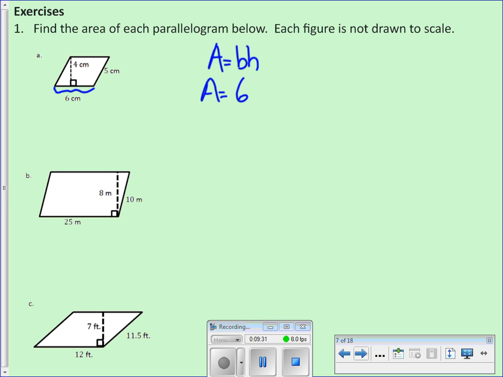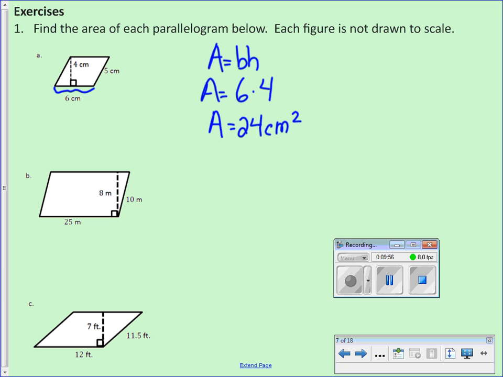Because there's no other number, we know that that 6 is the whole base. You might see some down the road where you have to add the two pieces together to equal the base, but for today, that represents the whole base. What's my height? Careful, careful. 4. 6 times 4, so area equals 24 centimeters squared.